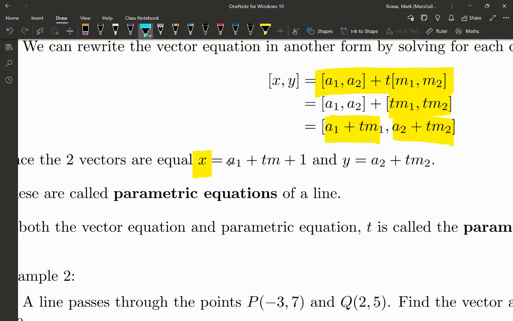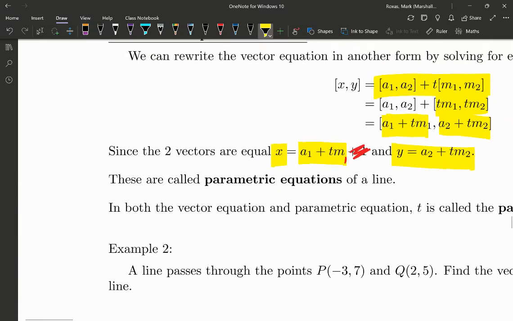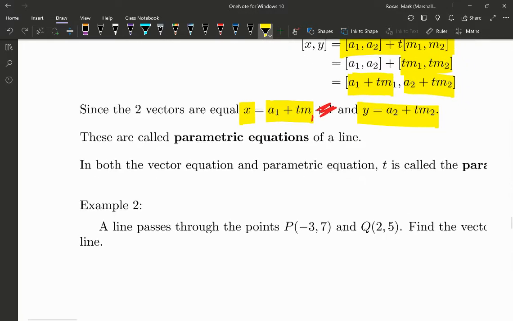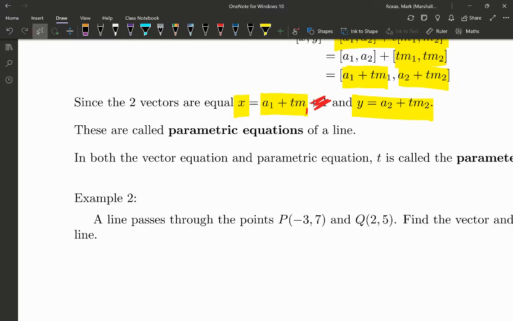So I have x equals the x component of that right-hand side, and, sorry, this is a little mistake, I should say t m subscript 1. And then the y component of the right side. Okay, and these are called parametric equations, and they can be useful when we start solving for certain things.